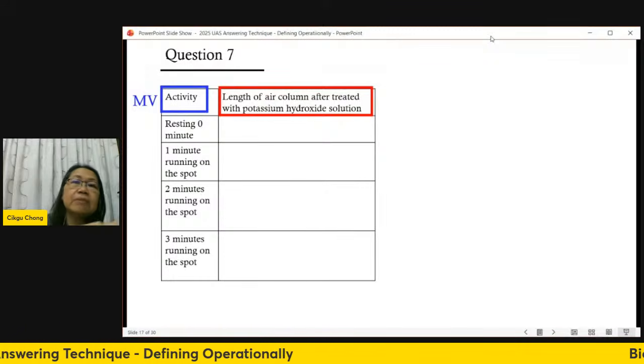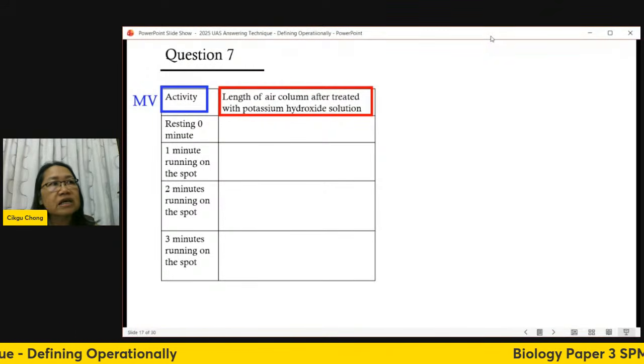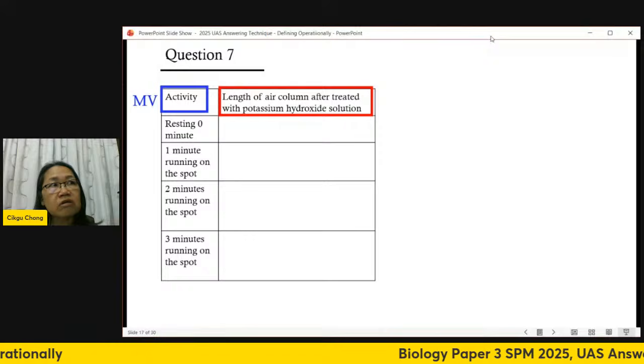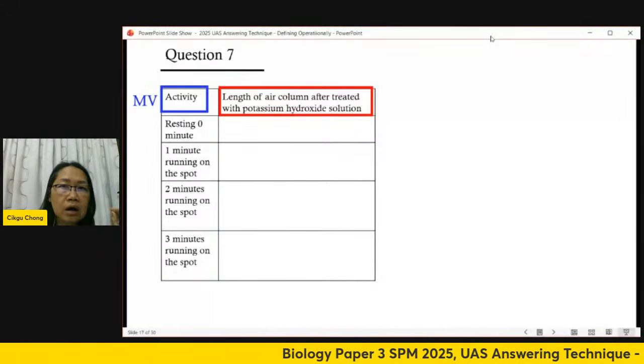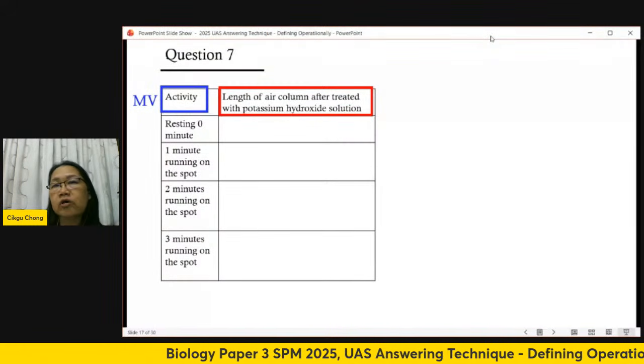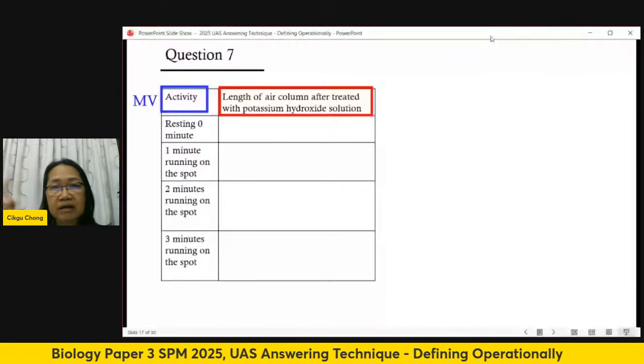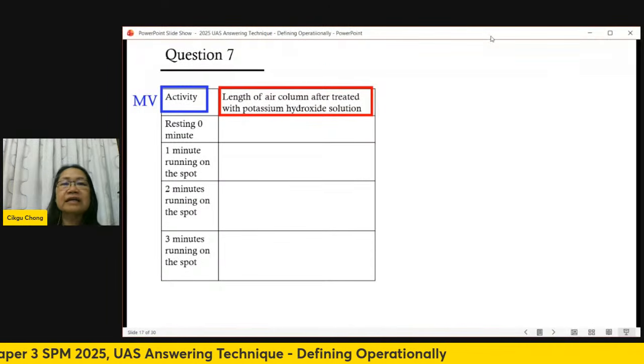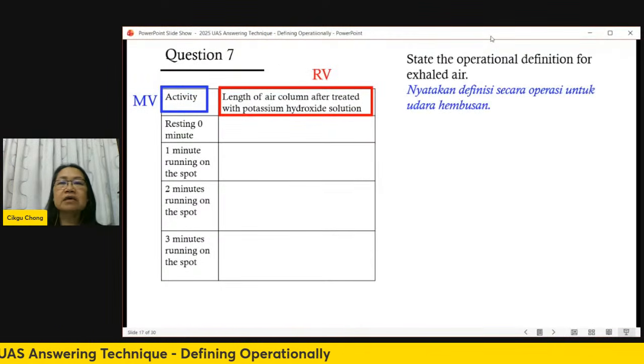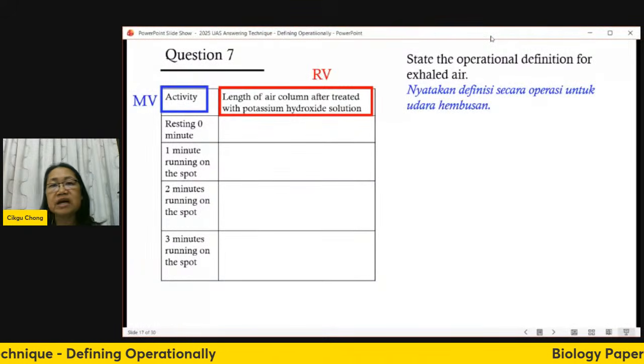Okay, and just now that one is using anhydrous calcium chloride to absorb water, or call it air molecules in the air. Okay, water moisture. Okay, now what's the question? The question here is: define operationally exhaled air.